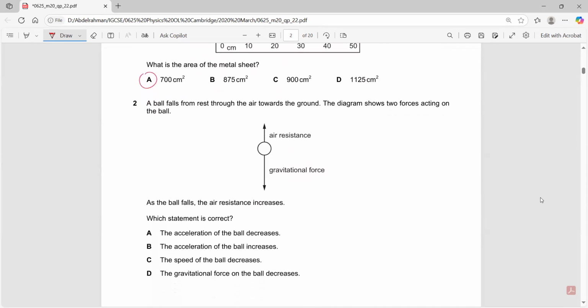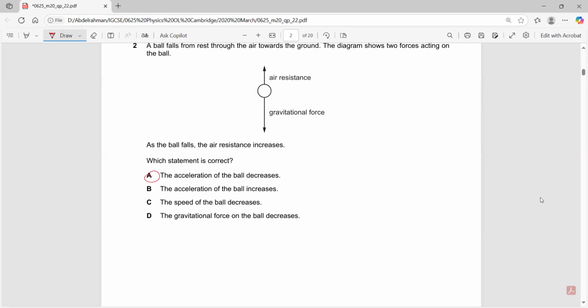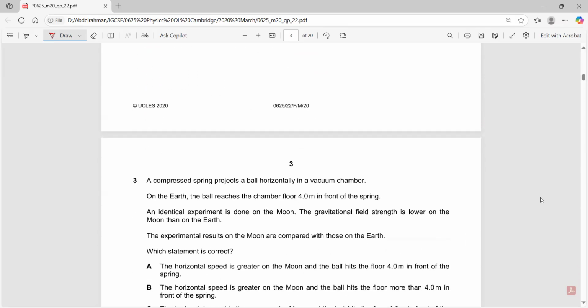As the ball falls, the air resistance increases. Which statement is correct? As the air resistance increases, what happens to the acceleration? The acceleration decreases. The resultant force decreases and the acceleration decreases until it reaches a constant speed, terminal velocity.